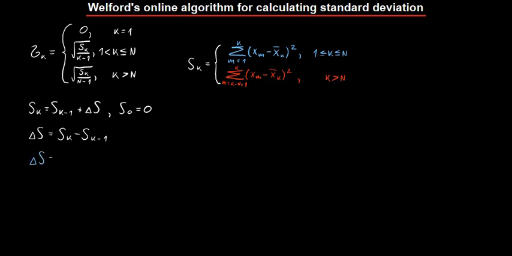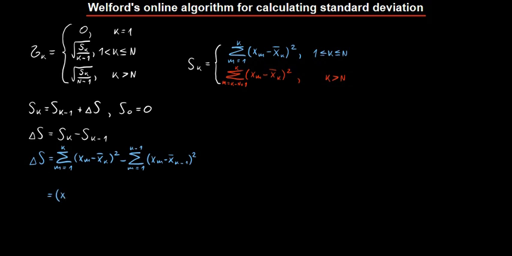In the first case, we can write delta s as the sum of square differences between x sub m and the current average, where m goes from 1 to k, minus the sum of square differences between x sub m and the previous average, where m goes from 1 to k minus 1.